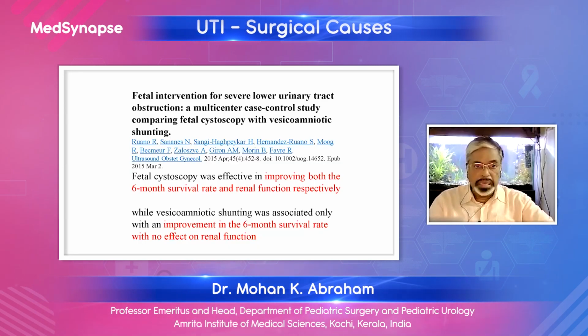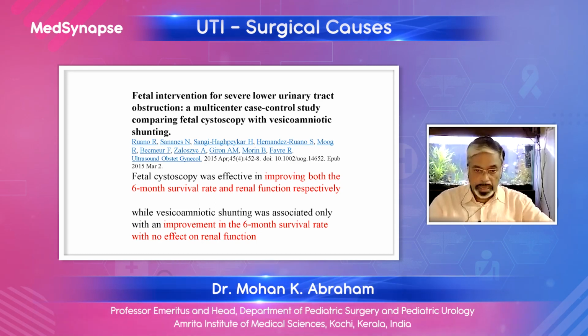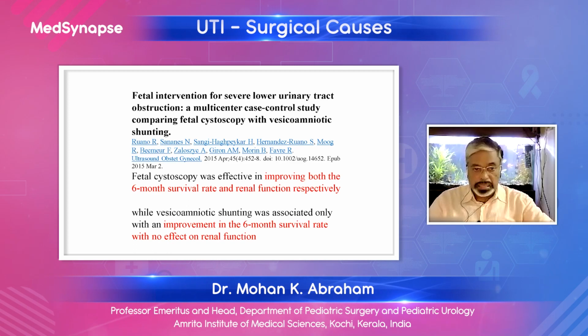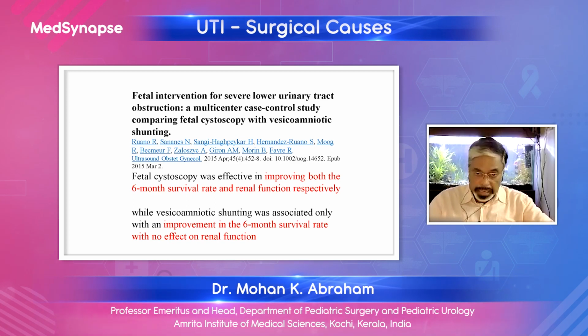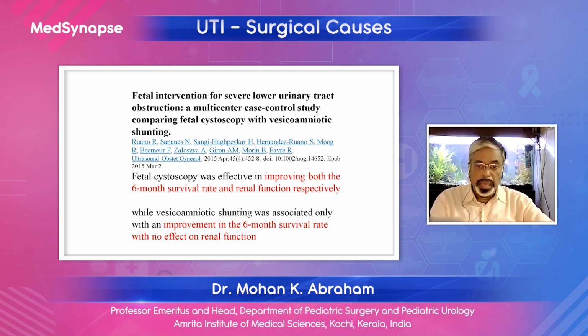Now, there was a large study comparing fetal cystoscopy and valvular ablation versus vesicoamniotic shunting. Remember, vesicoamniotic shunting was the first one that came as a treatment for posterior urethral valve in the intrauterine period. Now, when they compared, they found that fetal cystoscopy and valvular ablation improved both the renal function as well as pulmonary function, resulting in a better 6 months survival. Whereas vesicoamniotic shunting had improved the pulmonary outcome, but with no effect on the renal function. So as of now, the best thing to do is a fetal cystoscopy and fetal valvular ablation.